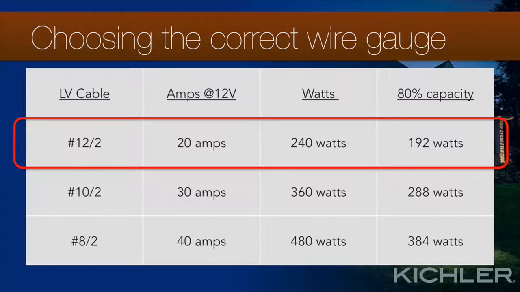12-gauge wire is the minimum gauge approved for landscape lighting use and the most common wire used in landscape lighting today. It's relatively inexpensive and will handle up to 192 watts on any run. You will need 2 runs at most on any 300-watt circuit.